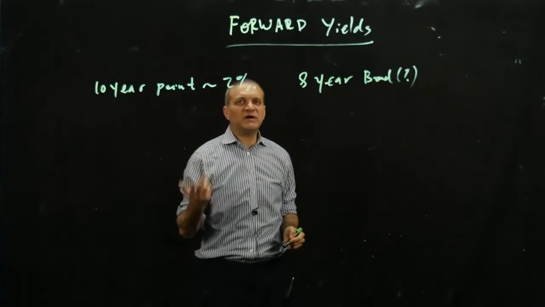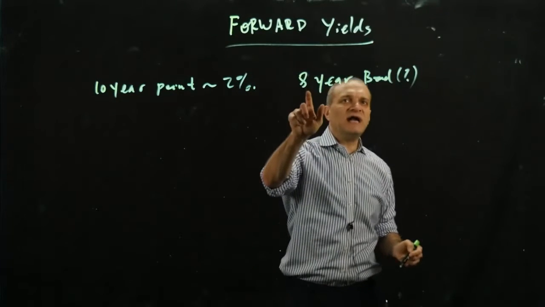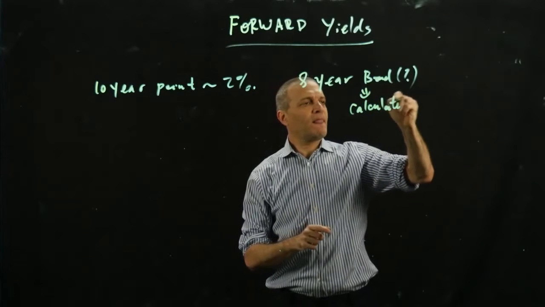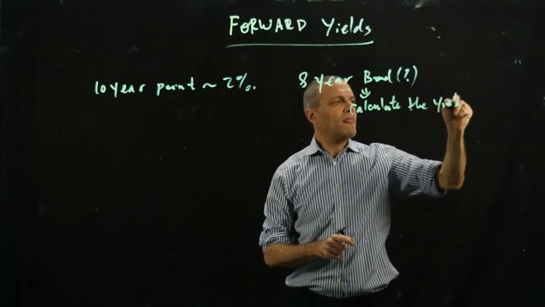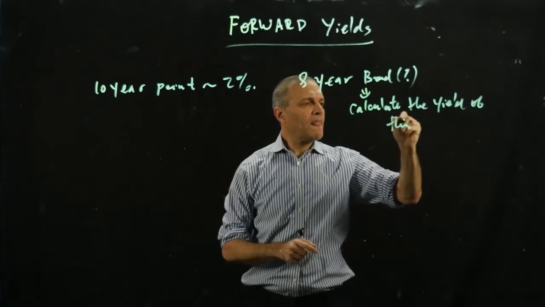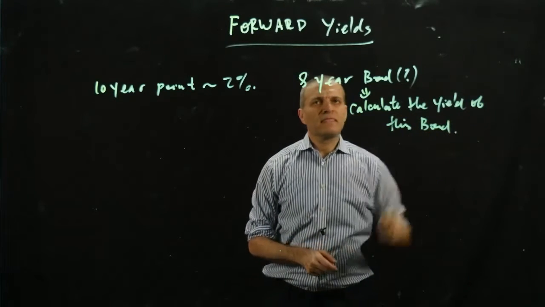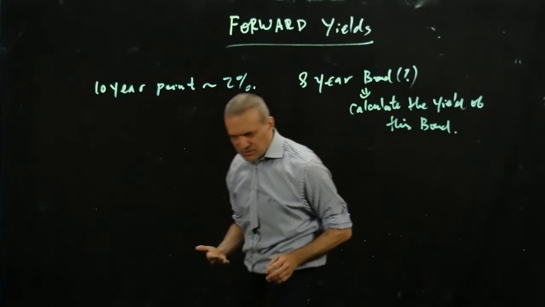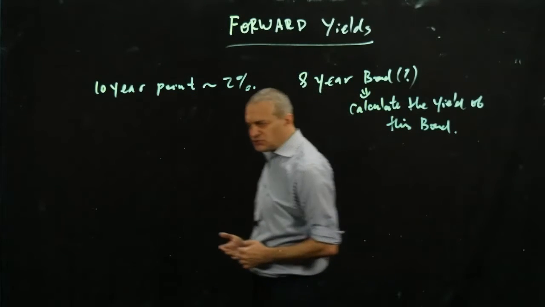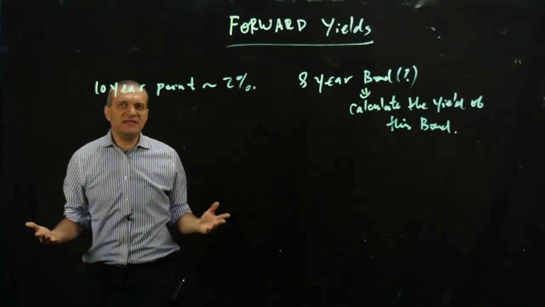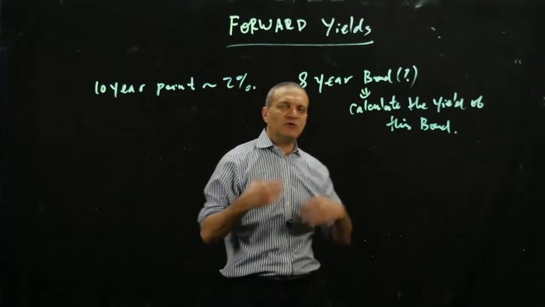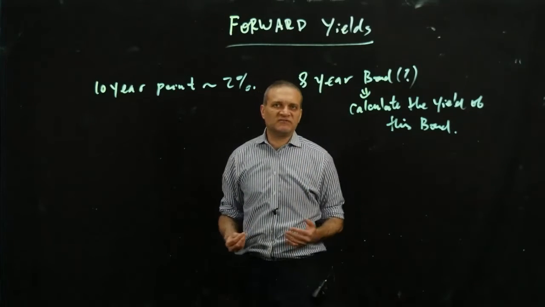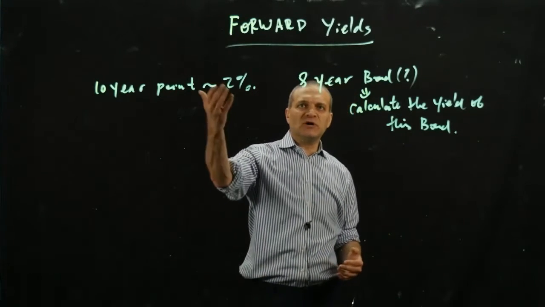The question that we're asking is, can we calculate the yield of this bond? If you have a 10-year bond now, in 2 years you're going to have an 8-year bond. So we are asking, what will the yield look like 2 years from now? Then we are actually talking about the 8-year curve.